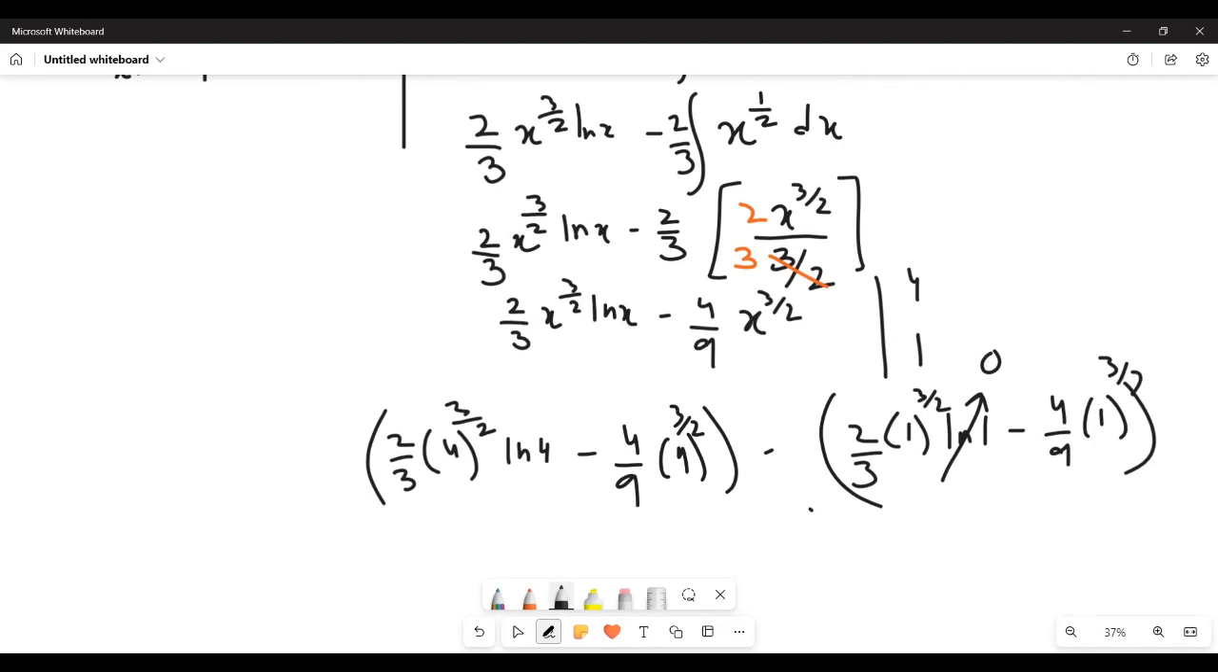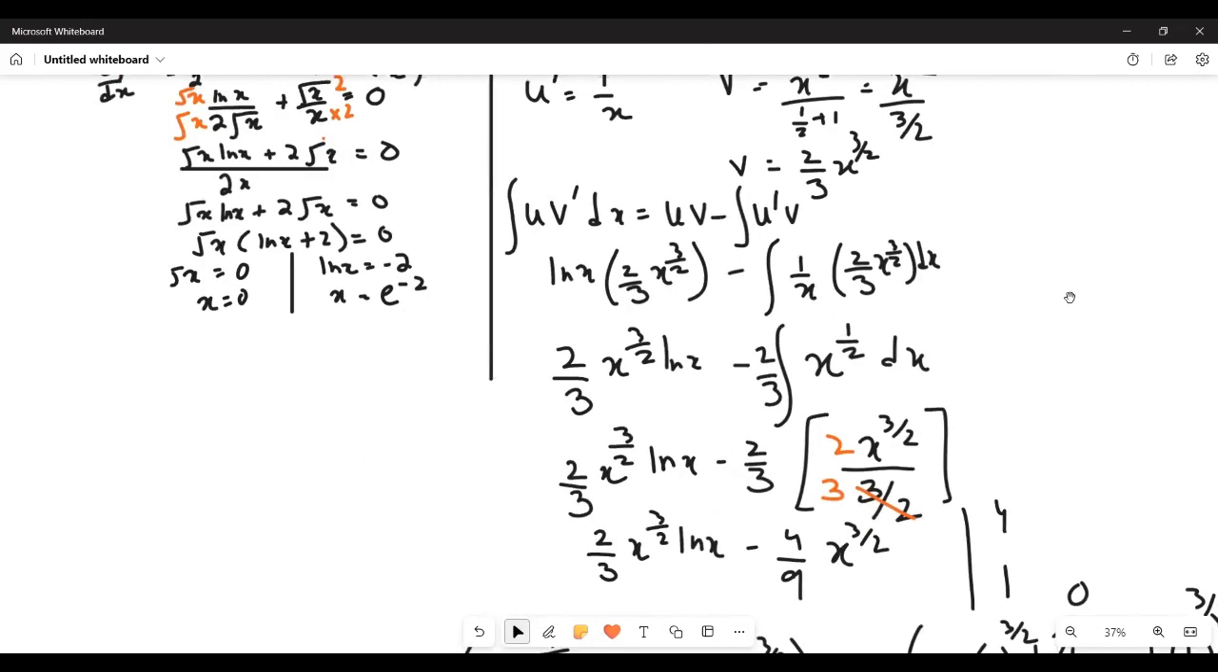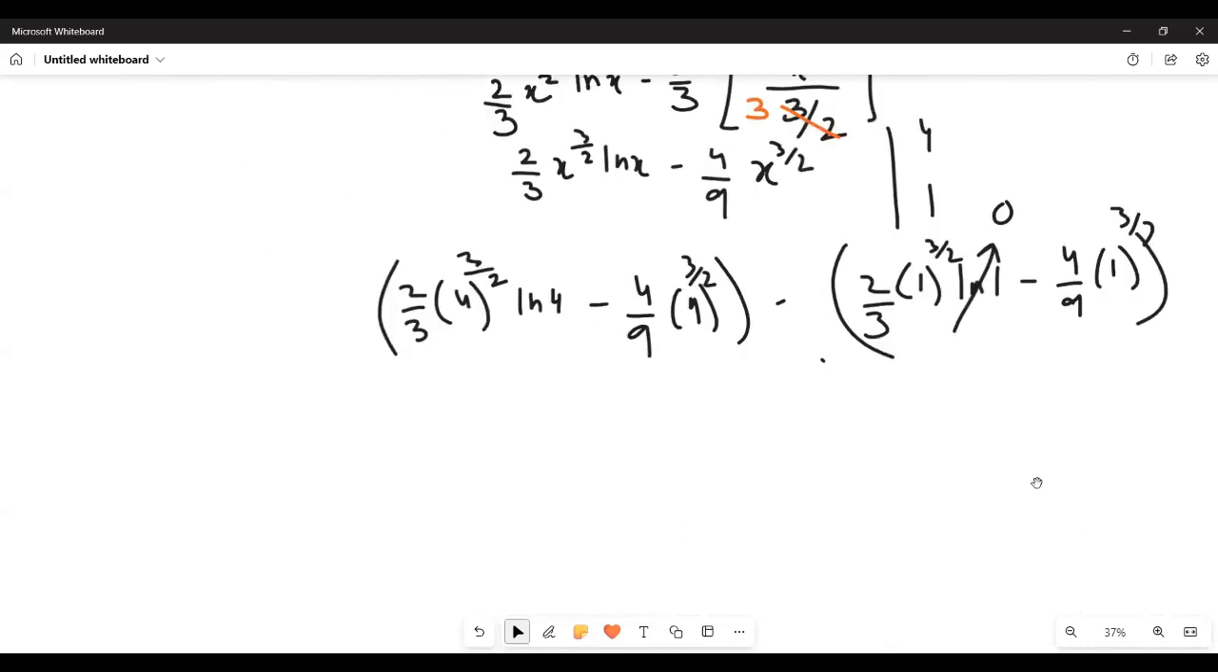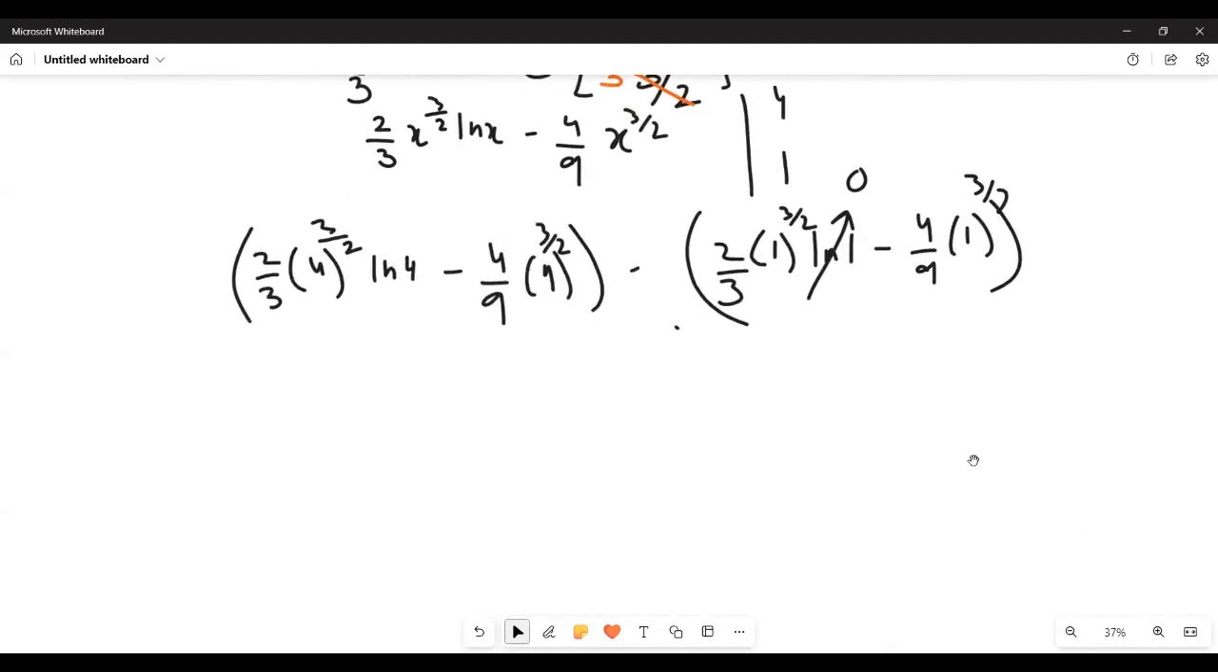So when you simplify this, you get 32 upon 3 ln... just a second. Let me check, do we have to give the answer in decimals or the exact answer? Correct to 2 decimal places. Okay, so just enter all of this in the calculator and it will solve it for you.